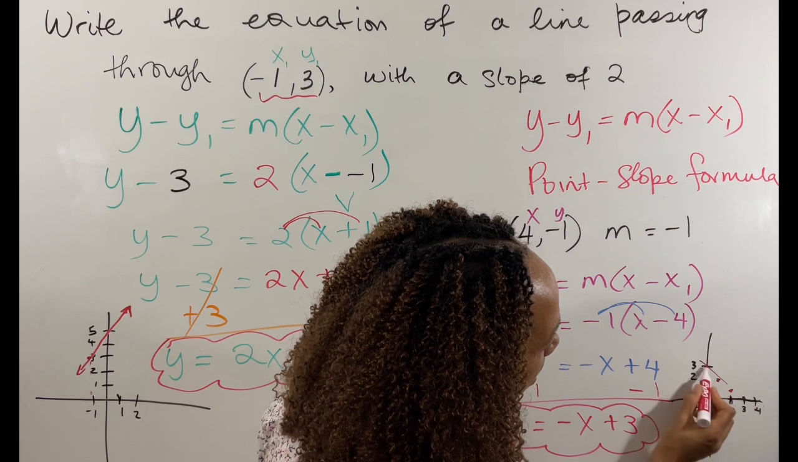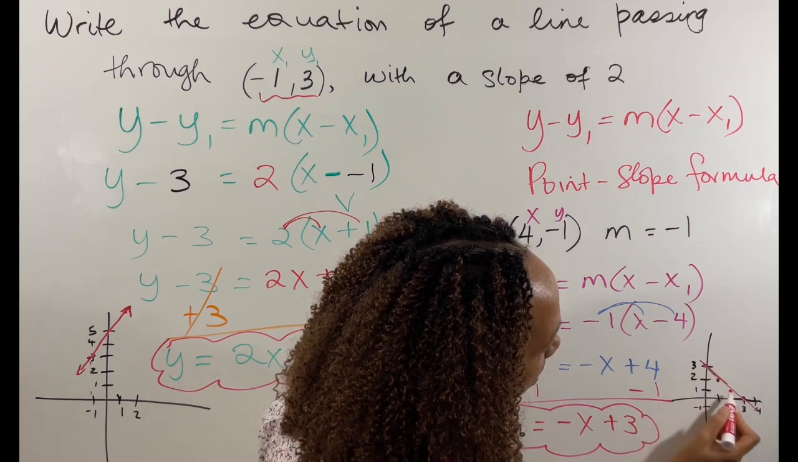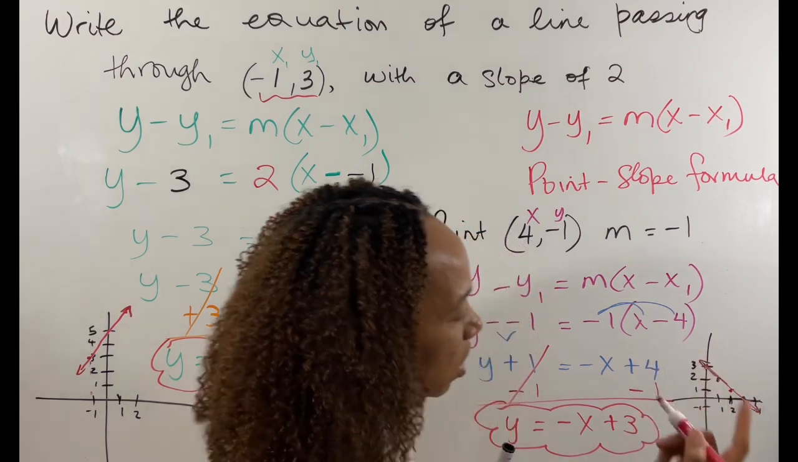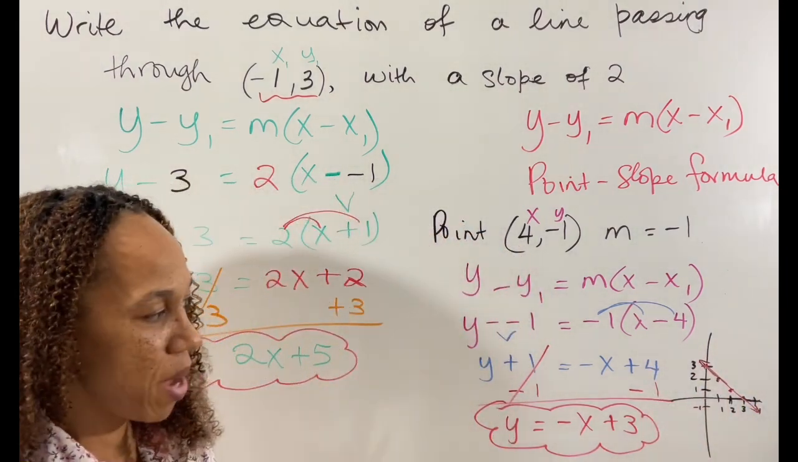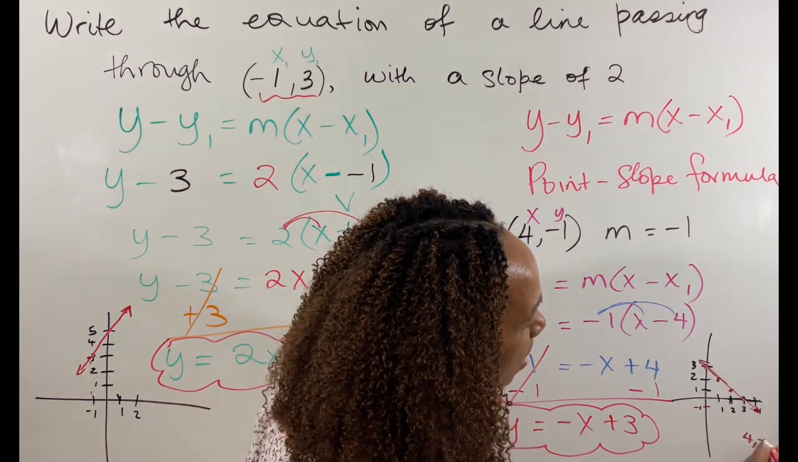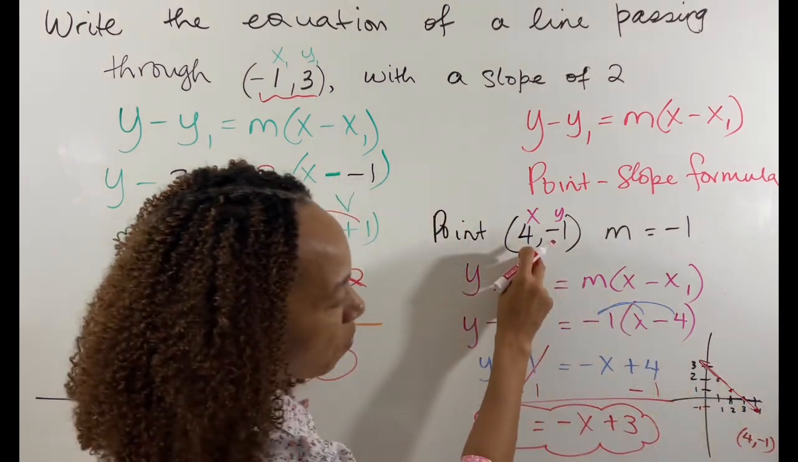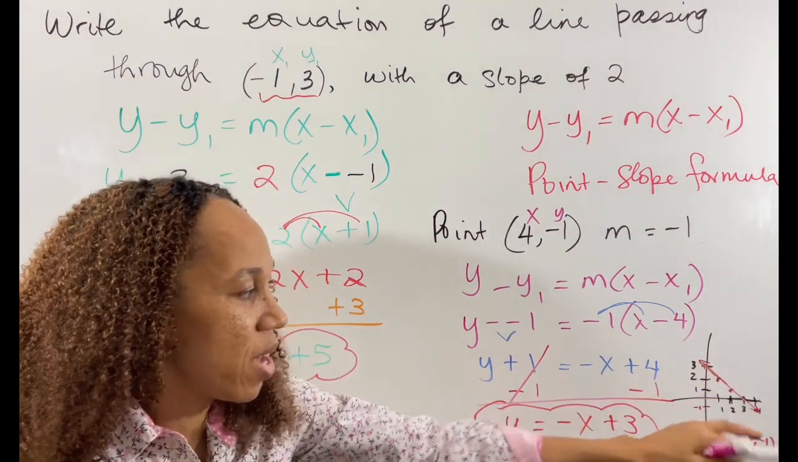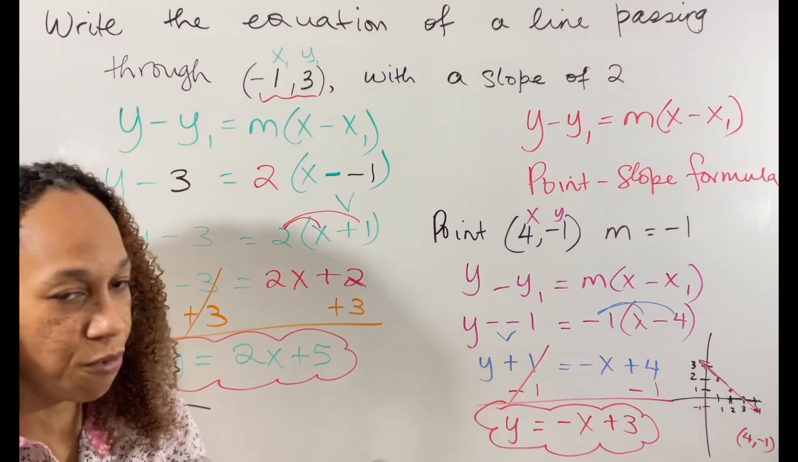If you notice, it's close. It needs to be on the straight line. I'm just using a sketch graph right now, so bear with me. This is your point here, which is at 4, negative 1. That's your point there. Yes, it did pass through that line. The slope here is a negative slope, which is negative 1.